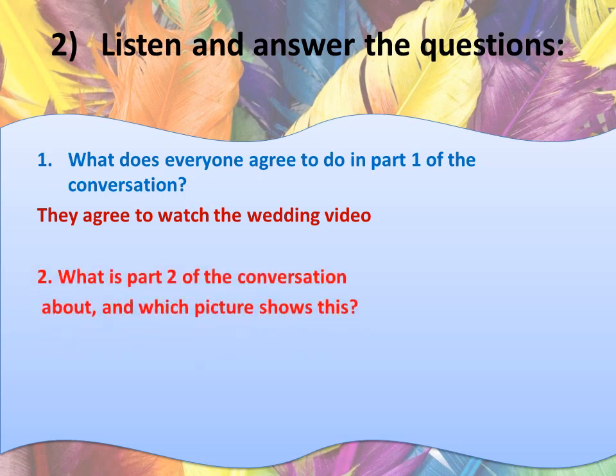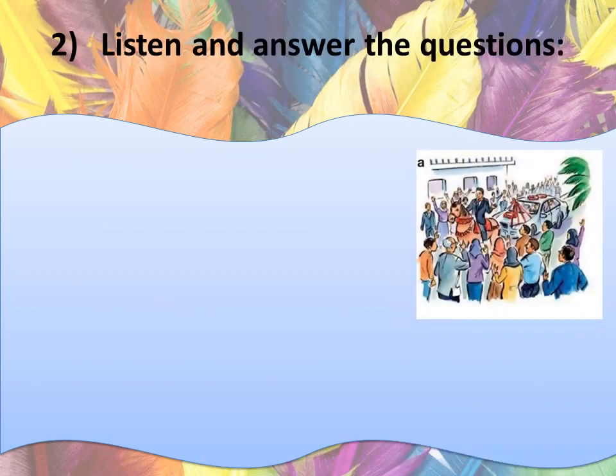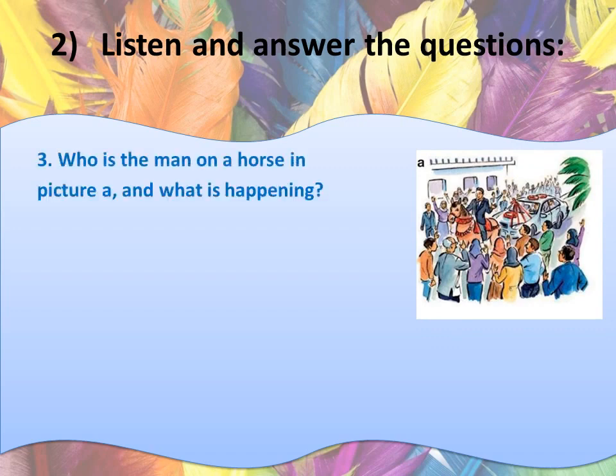Now 2. What is part of the conversation about, and which picture shows this? It was about Zaffe or Sahra or about the wedding day. Yes, it was about Sahra. And which picture? It is picture C. And who's the man on a horse in picture A? And what is happening? So it is Sammy's cousin, or it is the groom, and he's riding around the town to receive everyone's congratulations.